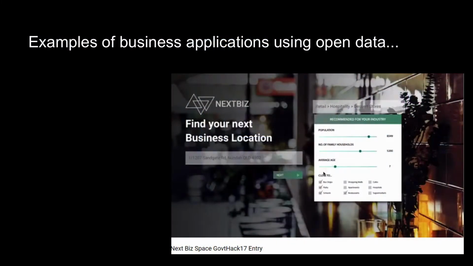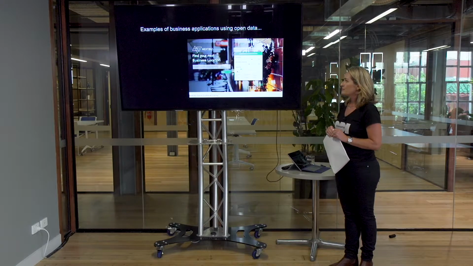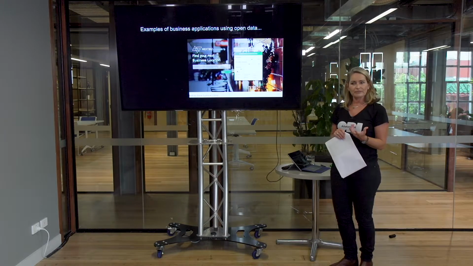This was a winning entry in this year's GovHack competition. GovHack is an annual event run across Australia and now in New Zealand, where governments get together and pitch some challenges they'd like to solve, and anyone can come along. It's a free weekend to use some public open data and try to come up with innovative ways to solve those challenges. In this example, it's a business location guide.